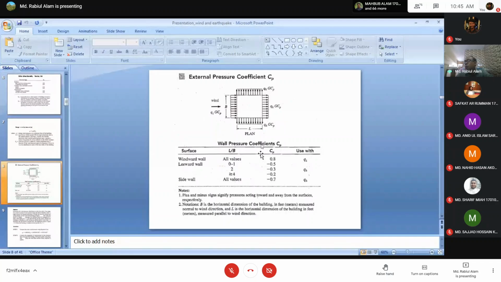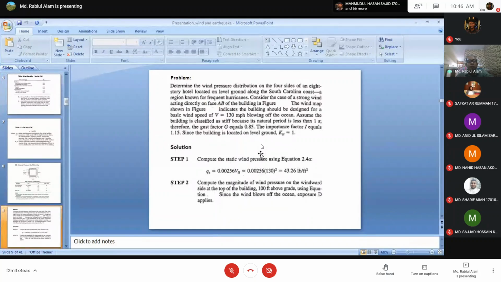এই যে এটা ছোট্ট একটা প্রবলেম আমি তোমাকে বলেছিলাম, এই প্রবলেমটা তোমাদের ডিসকাস করে। Determine the wind pressure distribution of 4 sides of 8 storeyed hotel located on level ground along the South California coast.